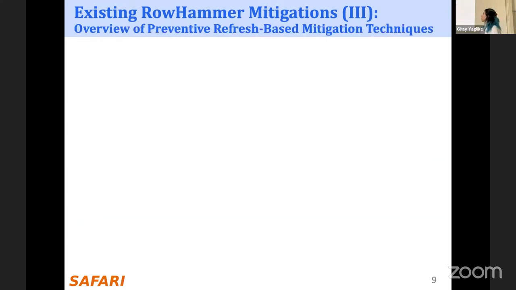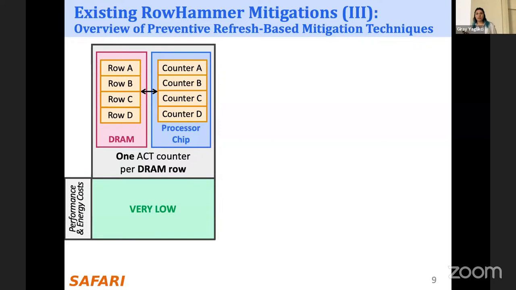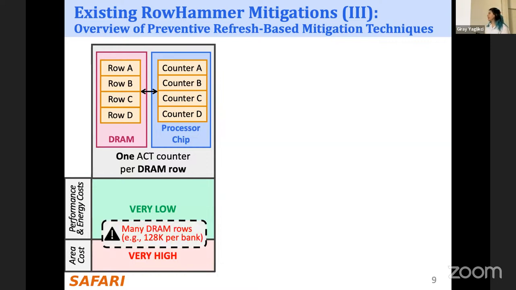Let's look at an overview of preventive-refresh-based mitigation techniques that track DRAM row activations. The first approach allocates one activation counter per DRAM row and basically tracks these activation counts with 100% accuracy. The mitigations based on this approach have very low performance and energy costs because they are 100% accurate. However, these mitigations incur very high area costs simply because we have many DRAM rows in today's DRAM devices, and these mitigations need to implement a lot of counters.